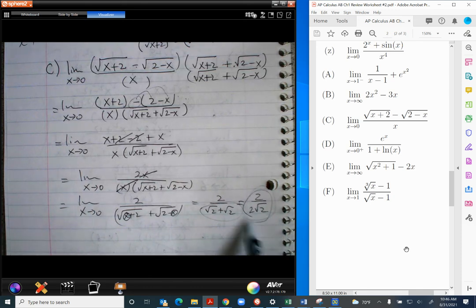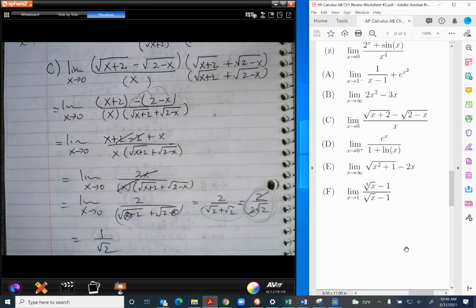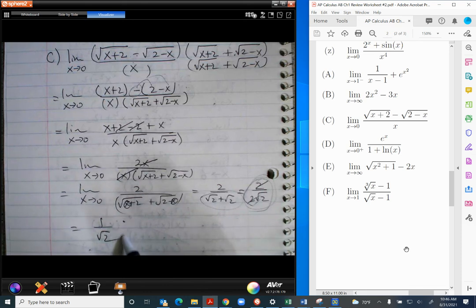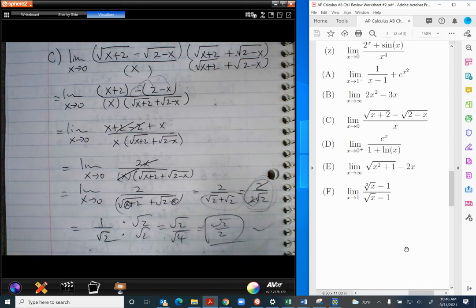Do I leave my answer like this? No, I need to simplify. So this is 1 over square root of 2 because the 2's cancel out, right? Do I leave my answer like this? No, you rationalize the denominator by multiplying by square root of 2, so square root of 2 over square root of 4, which is 2. And there it is. Okay?